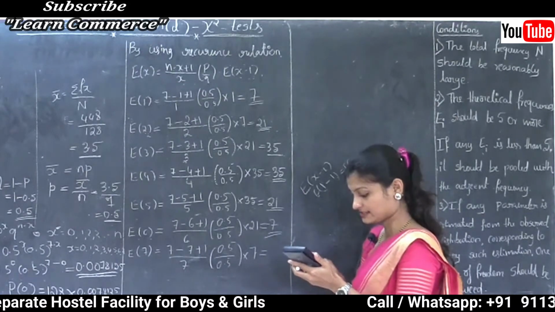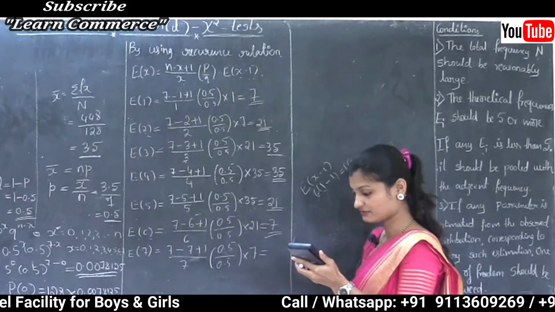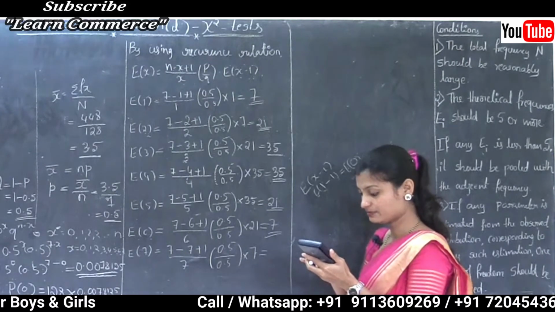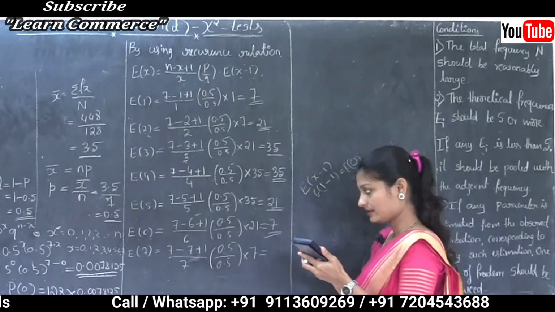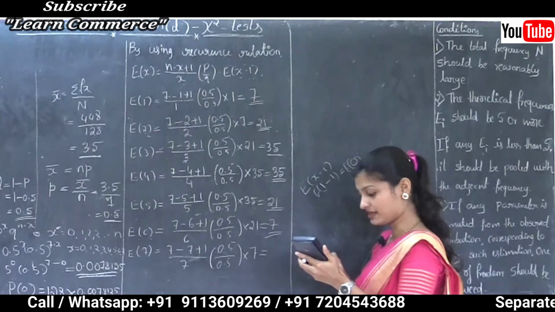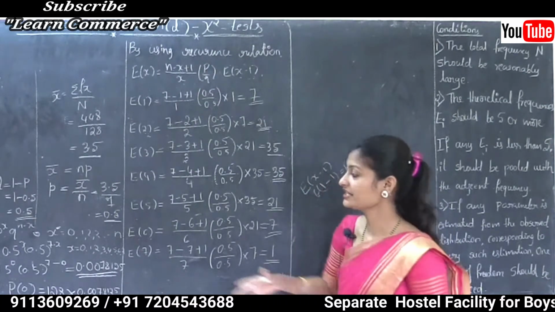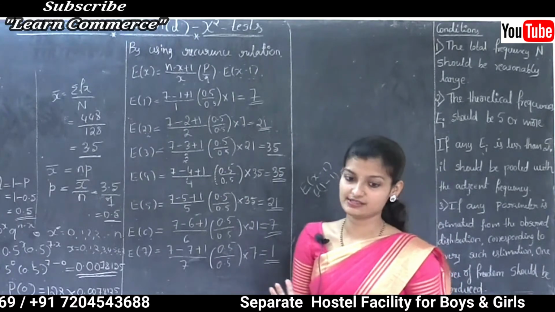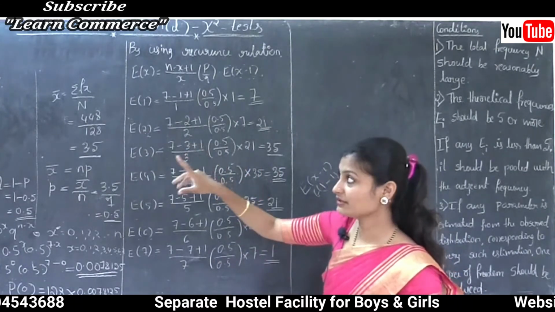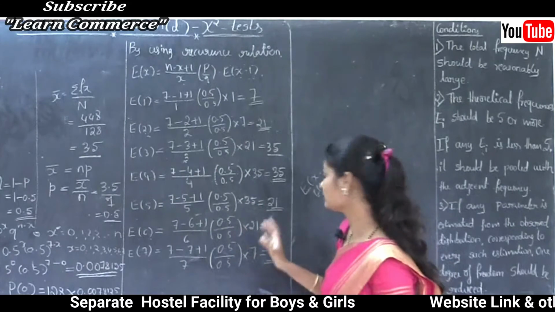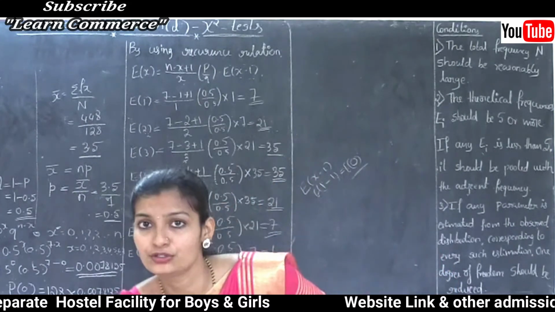Okay, 7 minus 7 is 0 plus 1 is 1, divided by 7 into 1 into 7, that is 1. So now here we got theoretical frequencies. Now I will write observed frequency distribution and theoretical frequency distributions together.